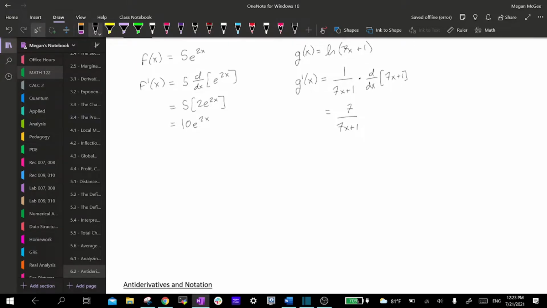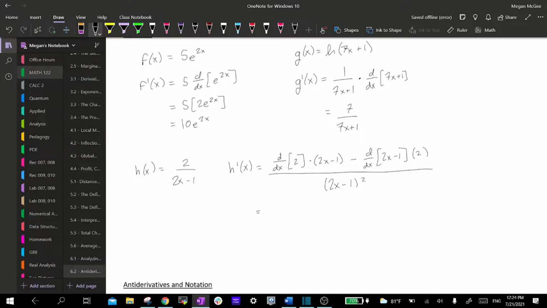And lastly, we'll look at h of x, which is the quotient 2 over 2x minus 1, which means we need to use the quotient rule. So h prime of x, the quotient rule is the derivative of the top times the bottom, minus the derivative of the bottom times the top, all over the bottom squared, right?